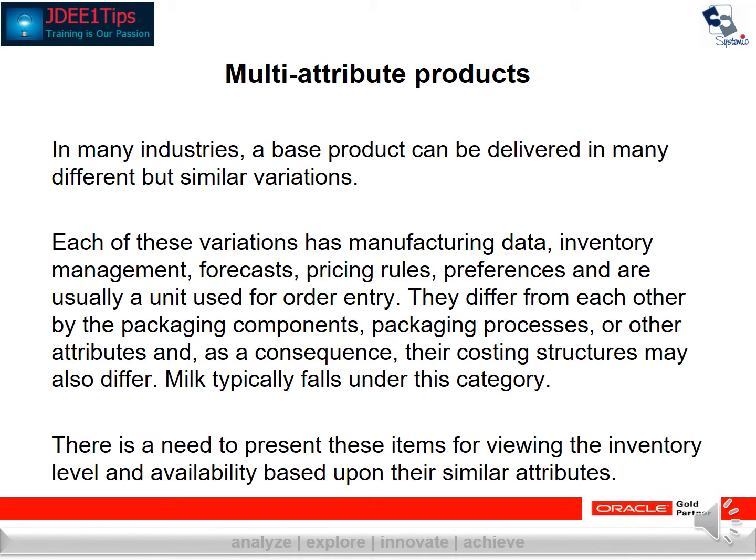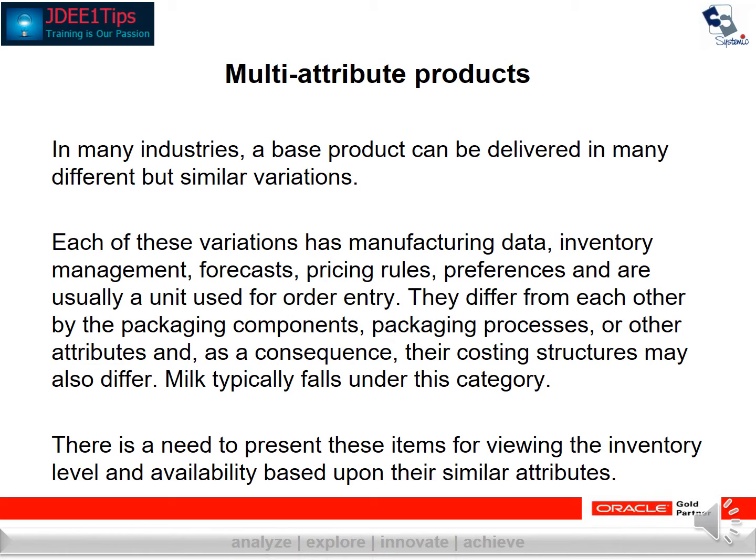JD Edwards has a way to handle multi-attribute products. The product could be based on attributes which might be the same, but there would be variations. Milk typically falls into this category where you have two attributes, SNF and fat. These attributes remain constant, but the percentages might vary, and because of the percentage combination, you have an item code number which is different. The pricing and the costing could be different. The way you handle it in manufacturing could be different, because the recipes to make standardized milk would differ based on the combination of these attributes.